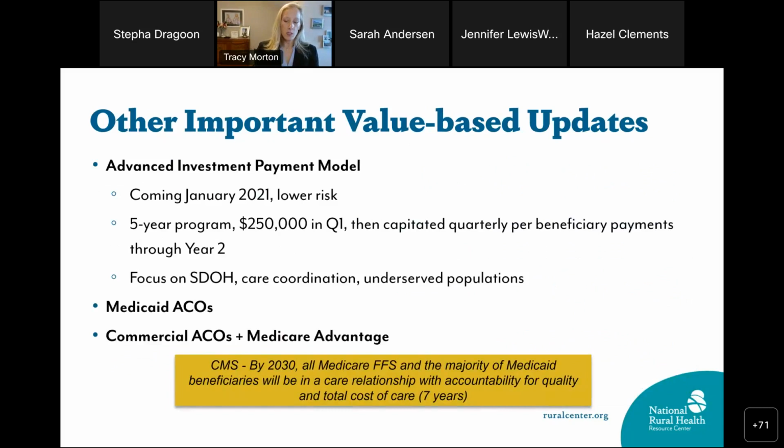So CMS introduced some physician fee schedule changes to the Medicare Shared Savings Program to encourage participation, particularly by rural and underserved population providers. There's an upfront investment that's provided to the provider in this 5-year program. They get $250,000 in quarter 1, and then it's capitated quarterly per beneficiary payments through year 2. CMS is currently developing the participation requirements. We expect those to be out in the summer or fall. Again, participation starting in January 2024.